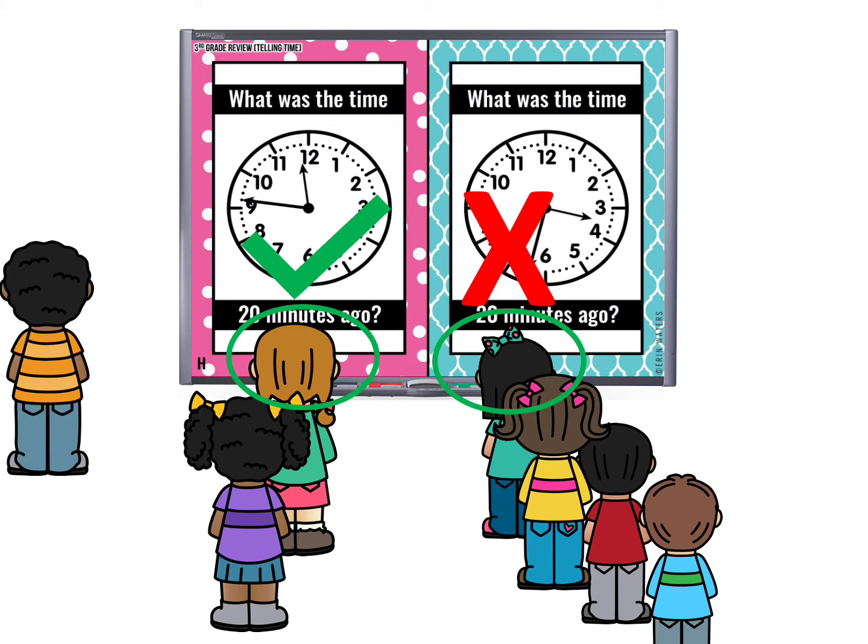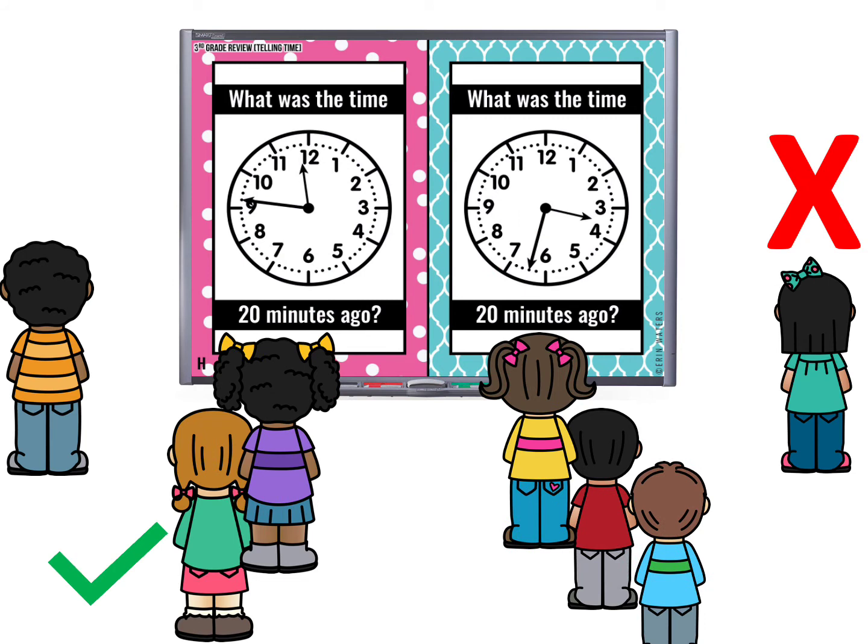Play continues just like this. Every single time there's a new slide, there's a new pair of students at the front of the line that faces off, and the same rules apply. If you get it right first, you stay in and you go to the end. If you get it wrong or you don't get it right in time, then you are sent to your sidelines.